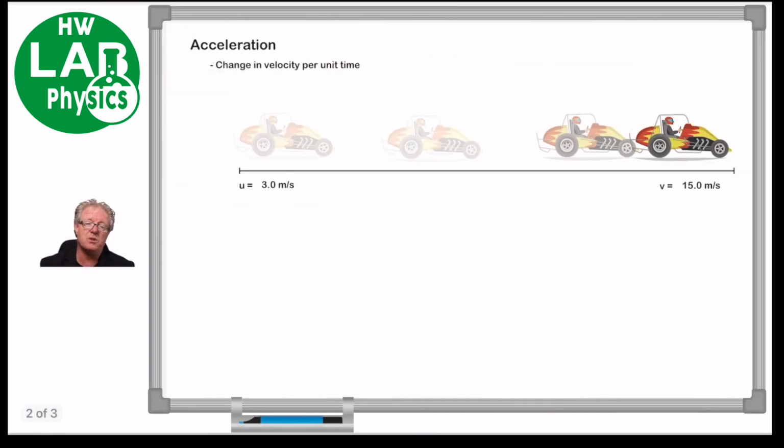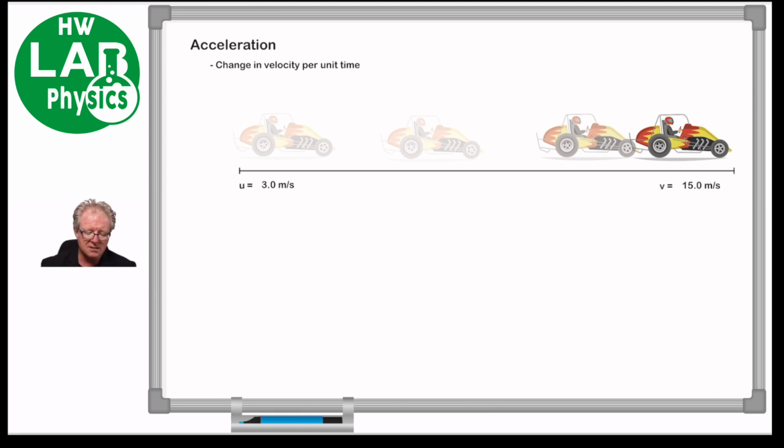So let's check this out with a numerical example. Here we have a dragster. This dragster has already started off. We're not starting at an initial velocity of 0 from rest. They've actually started the race. We just started recording when they went past us, and they're going past us at 3 meters per second. Then they accelerated to their top speed, which we recorded up here at 15 meters per second.